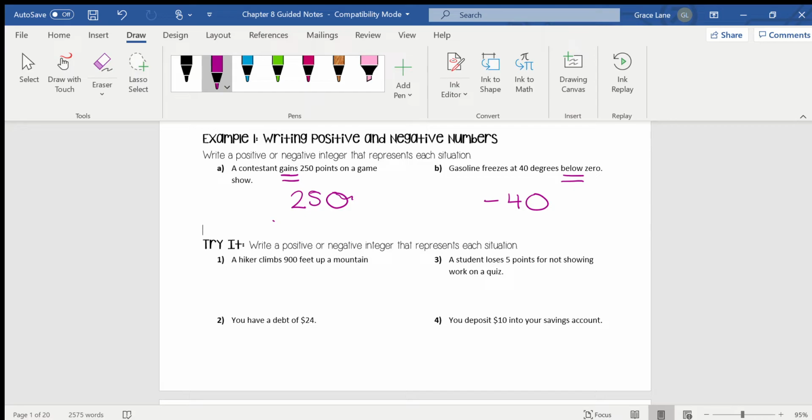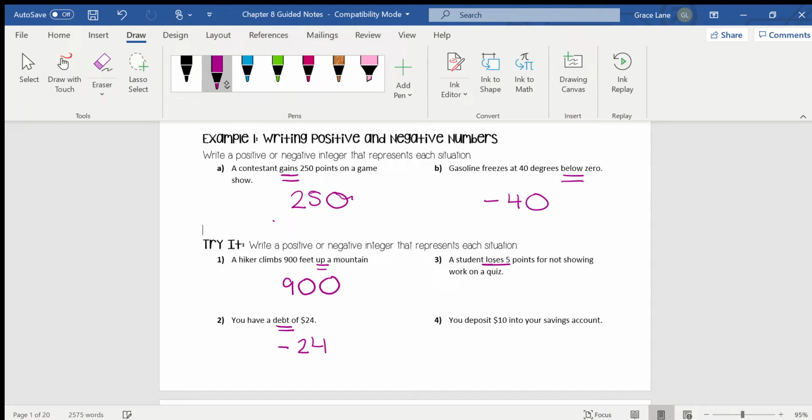So now I would encourage you to pause this video so that you guys can try the 4 try it questions, and then when you're finished you can unpause and check your work with mine. So it says, again, write a positive or negative integer that represents each situation. Number 1, a hiker climbed 900 feet up a mountain. So when we're talking about climbing up, we're talking about positive 900. Number 2, you have a debt of 24. Debt means that you owe someone that money. So you are out $24, so negative 24.